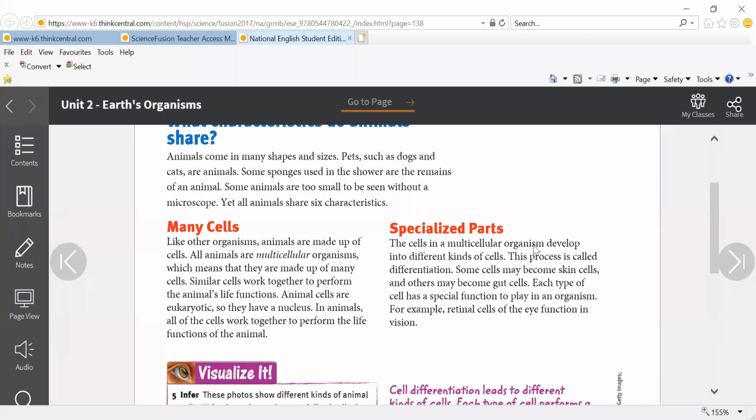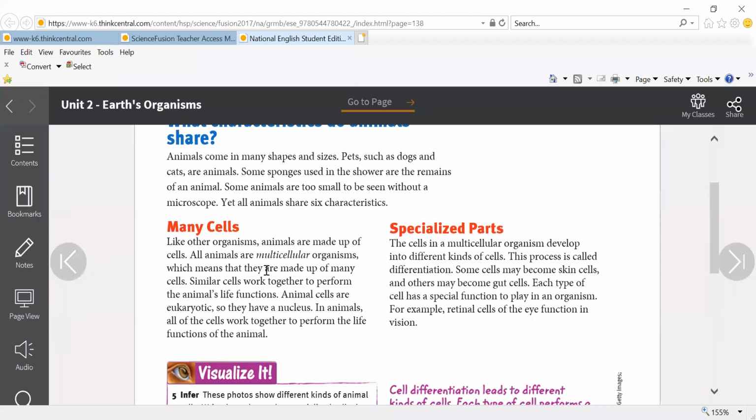Did you understand looking at this gorilla? We have different kinds of cells. We have more cells, but these are only 4 examples: blood, retinal, skin and gut cells. So till now, we studied 2 characteristics: that we have many cells, we are eukaryotic with a nucleus. We have special parts, that means special cells.